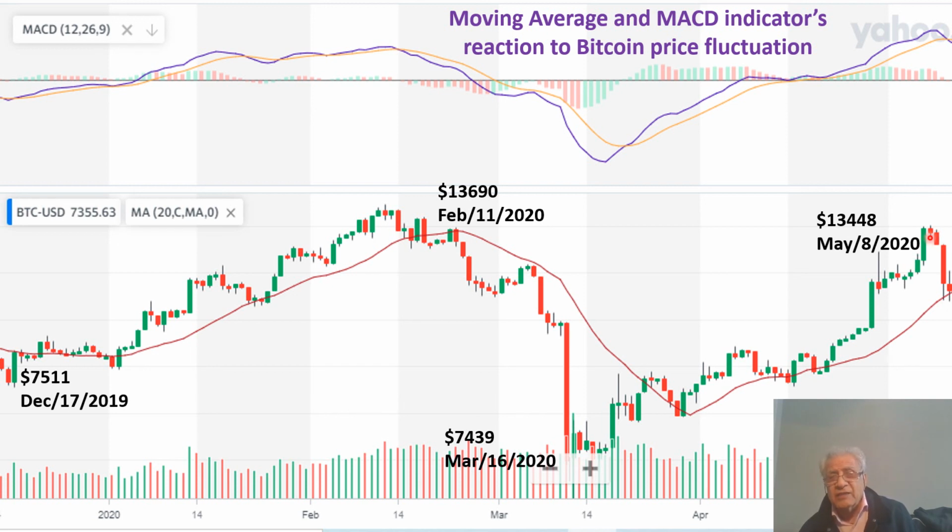So we exit the market at 13,448 on May 8, 2020, and we entered the market on March 16, 2020 at 7,439, and you make $6,009 in 52 days, in nearly not even 2 months. That's incredible. That's very, very good. If you make a good decision, you make good money, but you have to use your price action knowledge and also your technical knowledge in order to be a successful trader.